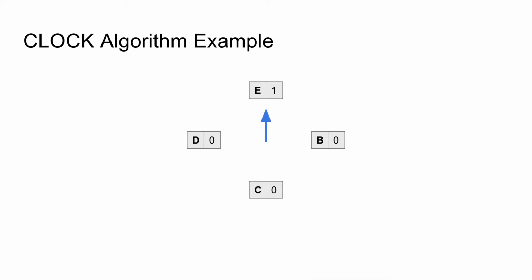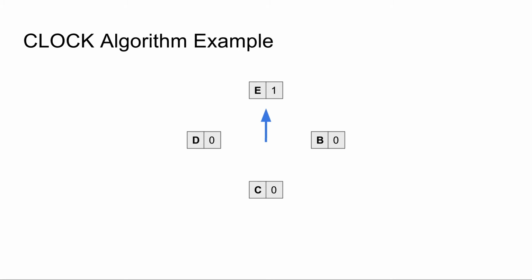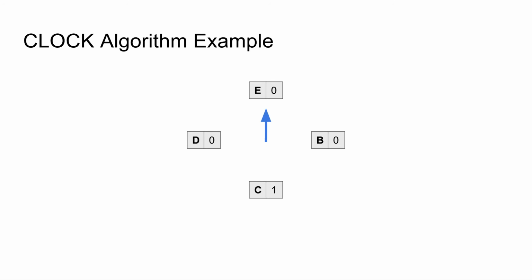Now the CPU wishes to access page C. Here we can see that page C is already in main memory. Page C's reference bit is incremented to 1. Say we wanted to access page E. The algorithm would simply increment E's reference bit to 1, like this.